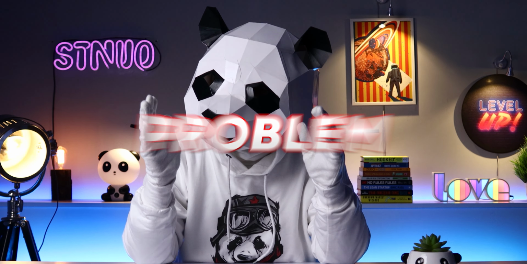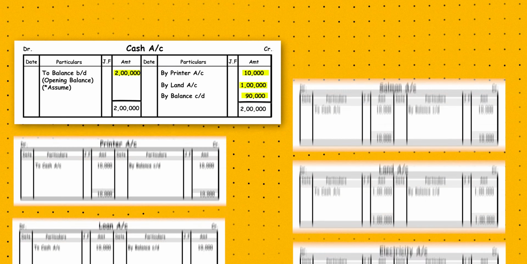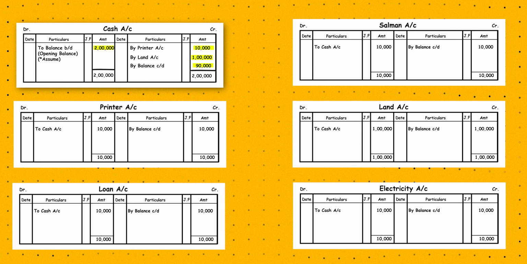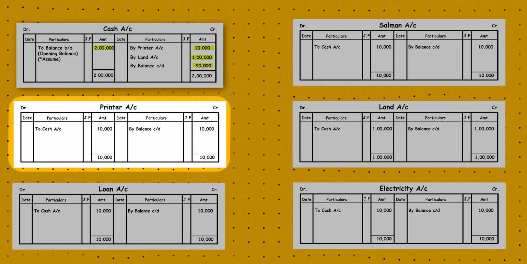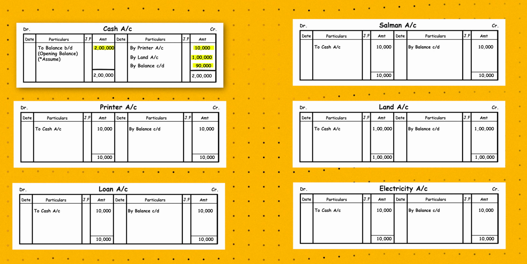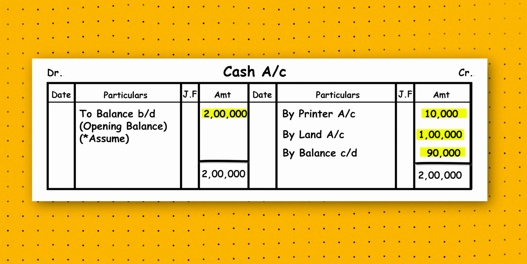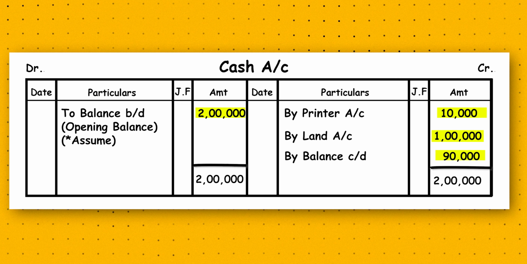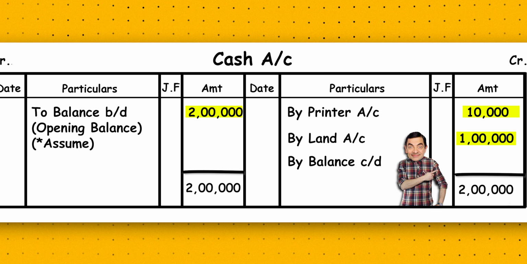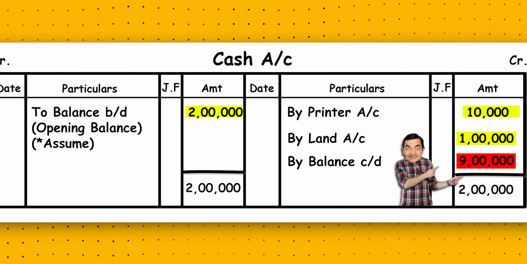But there is again a problem. There were a lot of ledger accounts for a single business. The way the business prepared cash account, they would have to prepare printer account, land account, and many more like that. And chances are, sometimes there might be errors in balance calculation. Instead of 90,000, if the accountant writes it as 9 lakhs, then it might become a problem.